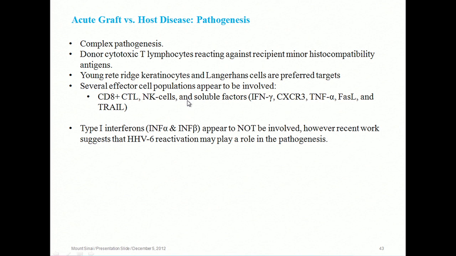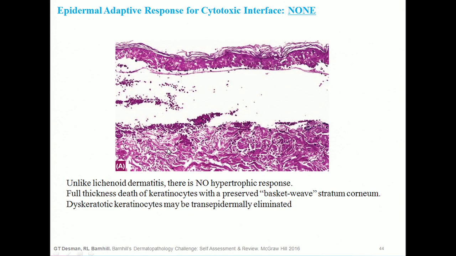Several effector cell populations appear to be involved, including CD8 positive cytotoxic T lymphocytes, natural killer cells, and soluble factors such as interferon gamma, TNF alpha, FAS ligand, and TRAIL. Type 1 interferons appear to not be involved, despite the fact that recent work has shown that HHV6 reactivation may play an important role in the pathogenesis of acute GVHD.